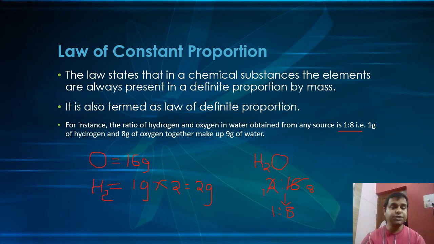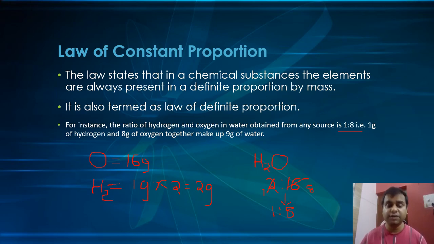Now the ratio is not important. What is important is the law because of which we have actually noted out the ratio. What this law is trying to say is, whether you take this water from your water bottle, from the sea, from an ocean, from a pond or a river, or even from your water tank, the proportion or the amount of hydrogen and oxygen present within that water, irrespective of where you have got that water from, will always remain the same.